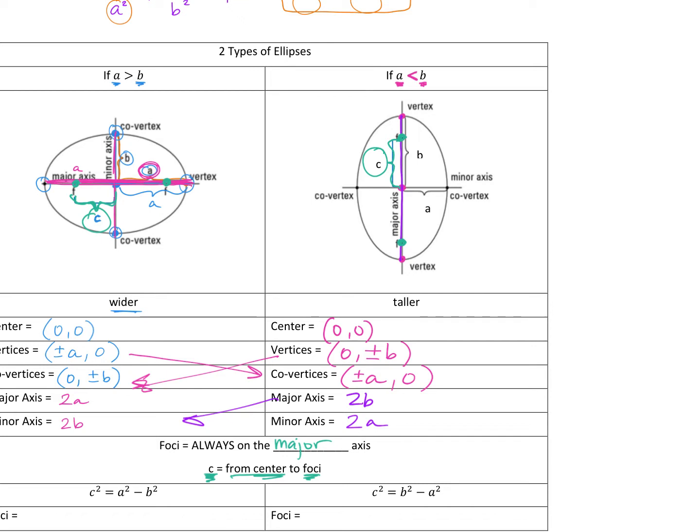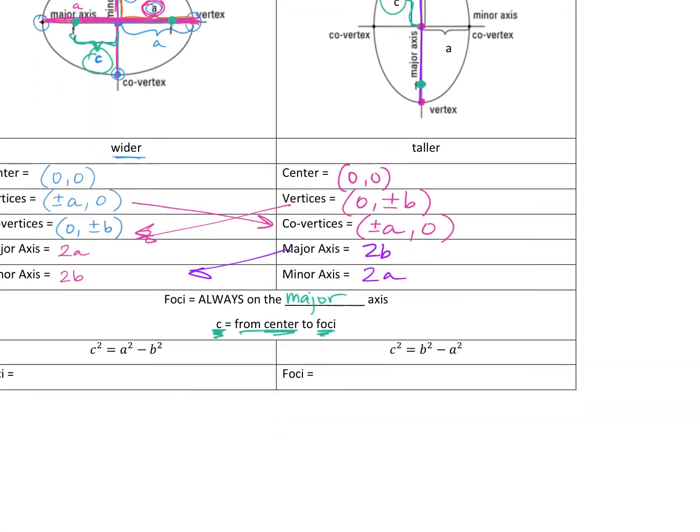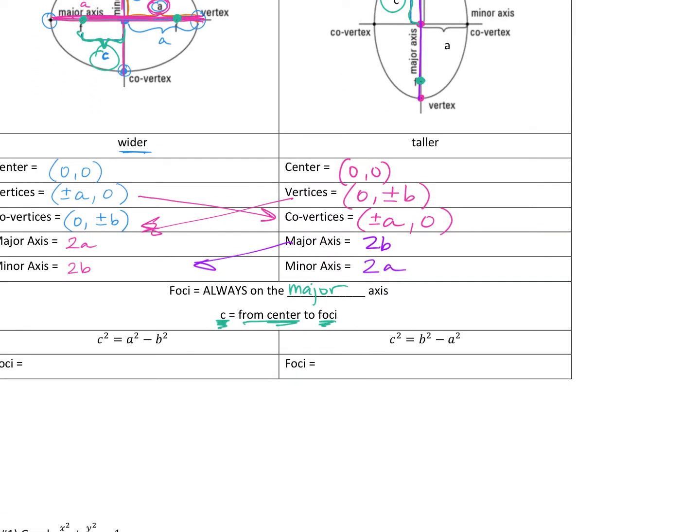Okay, now there's this relationship with our A's, our B's, and our C's. And we know the Pythagorean Theorem, right? A squared plus B squared equals C squared. This is very similar to that, but our C squared is not going to equal the sum of them anymore. It's going to equal the difference. And it's different depending on which one we're working with.